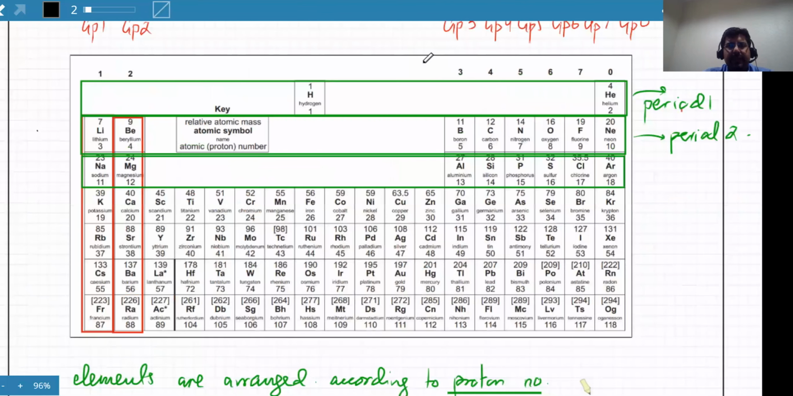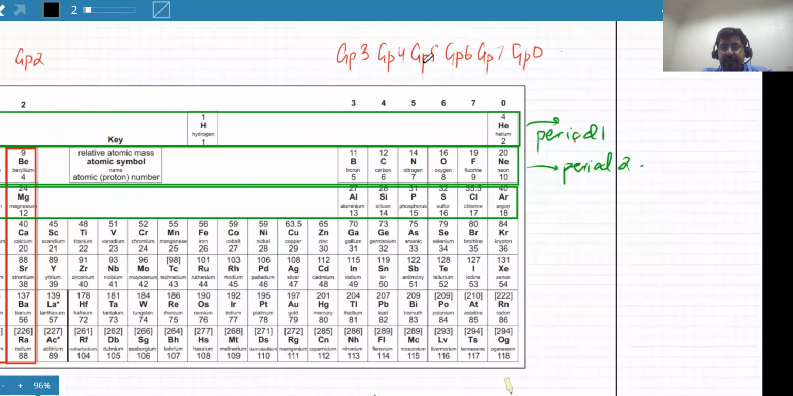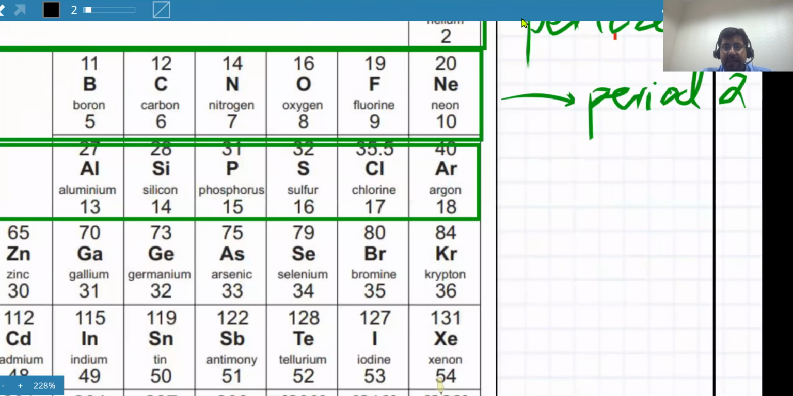Just remember, when you say that something is chlorine, that means it is bound to contain 17 protons. The top part can be different. It could be 35, it could be 37, it could be 38. It could have different number of electrons. It could have different number of neutrons. But if you're calling it chlorine, the proton number would be fixed. It's always going to be 17 protons.